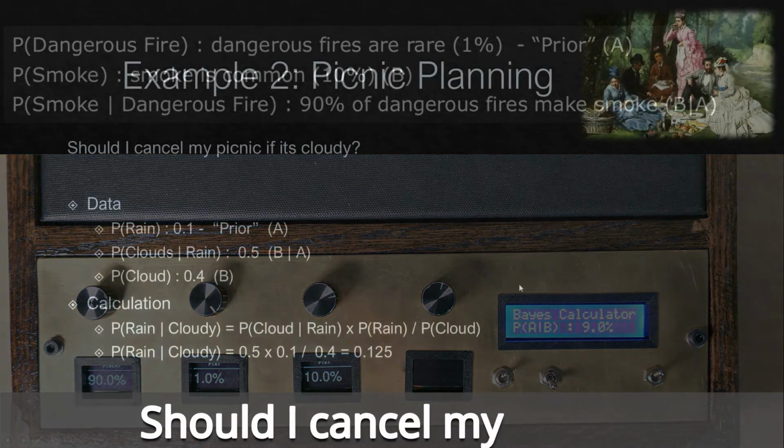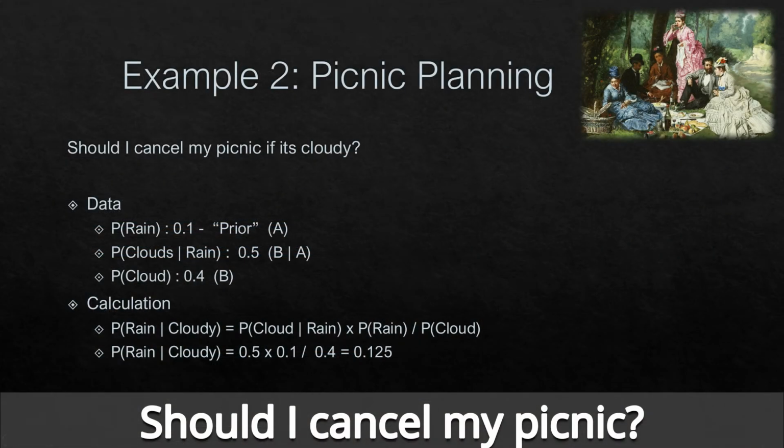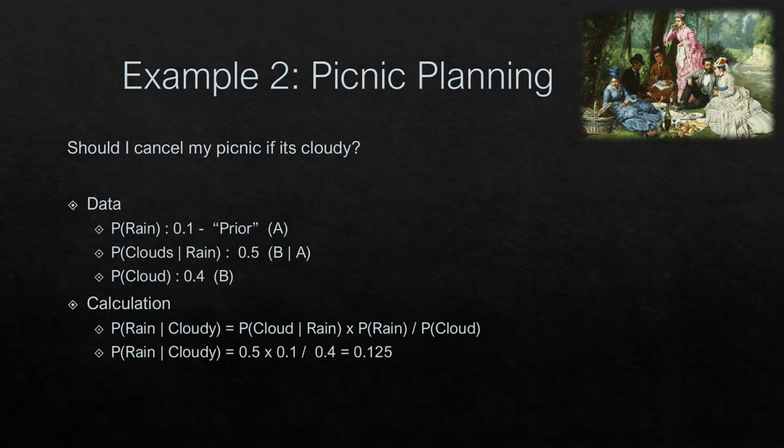Okay, the second example is going to be for picnic planning. I'm trying to decide, should I have my picnic if it's cloudy, or should I cancel my picnic if it's cloudy? For this example, I'm going to use Bayes' theorem again, but I'm going to enter the probability, or the chance of something happening, as a decimal out of 1 rather than percentages. So the data I'm using is first our prior, so our prior chance or belief that it's going to rain is 0.1.